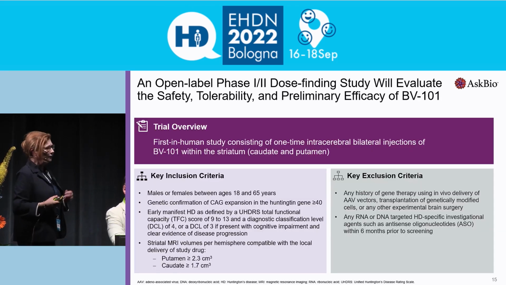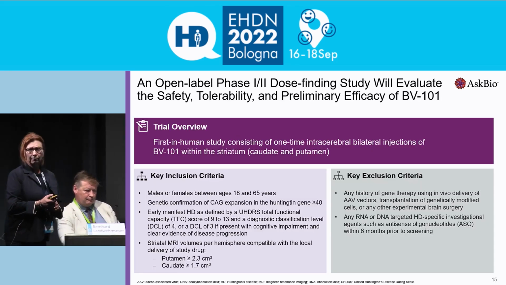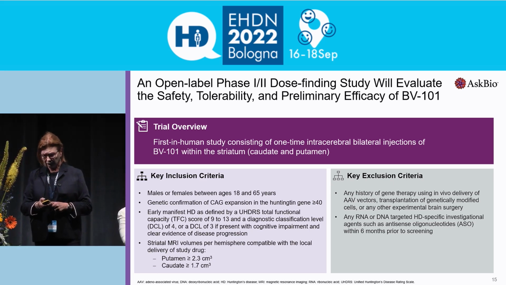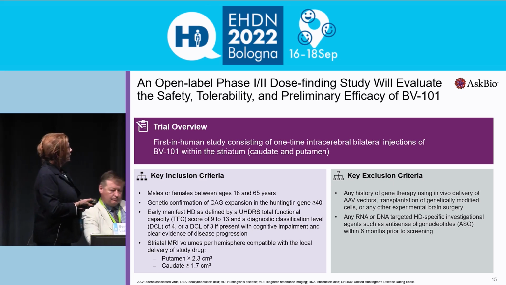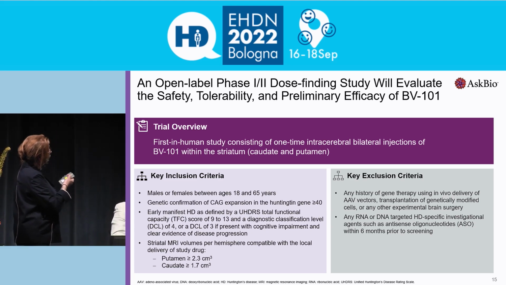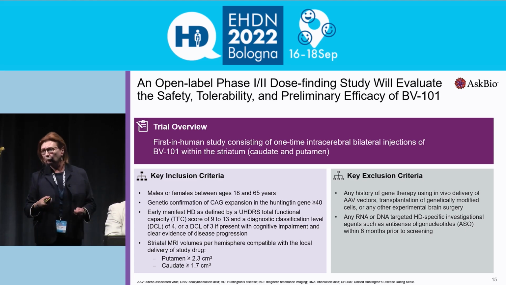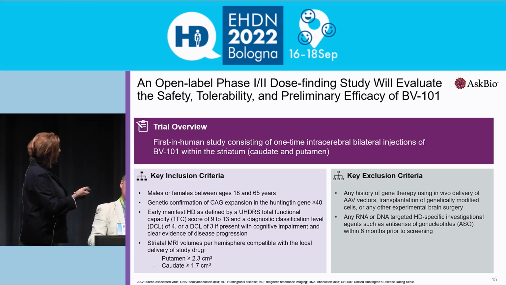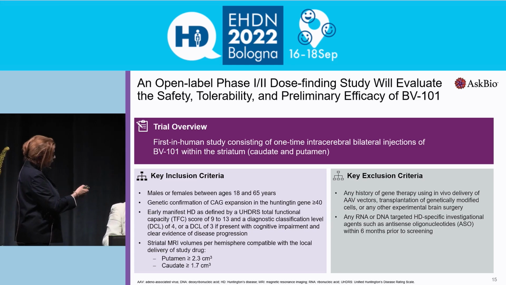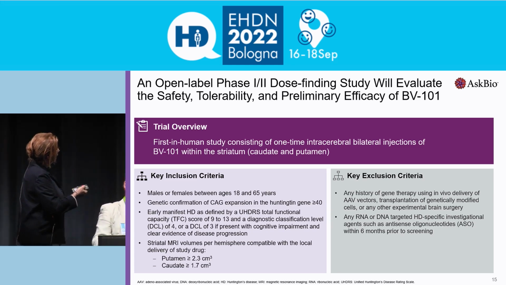So based on that, we have decided to propose clinical application to the French regulatory agency, the ANSM. We have obtained orphan drug designation for the BV101 product. And this is an open label phase 1/2 dose-finding study evaluating safety, tolerability, and efficacy of BV101 with 2 different doses, and 1 single injection into both caudates and both putamens.